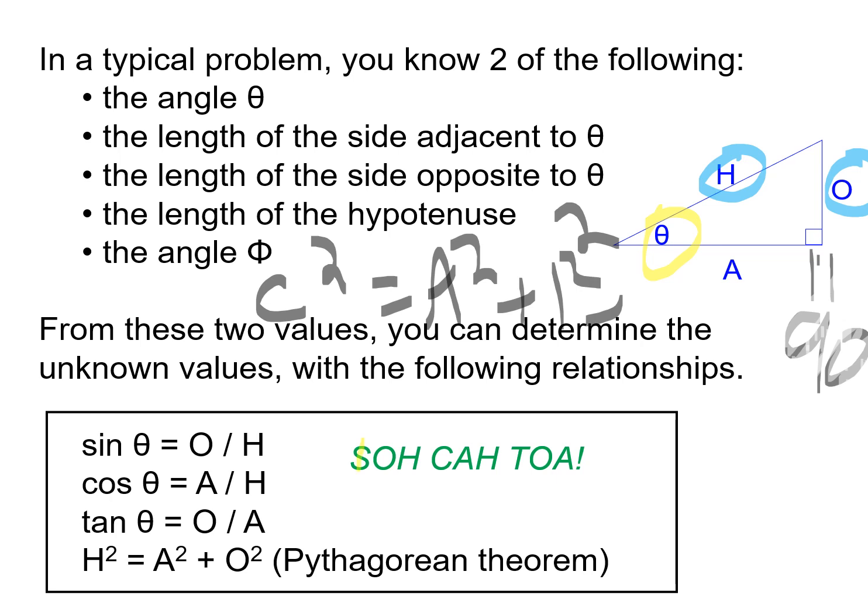CAH. Cosine of the angle is equal to the length of the adjacent side over the hypotenuse. And then finally, the tangent of an angle is equal to the opposite side over the adjacent side. Okay, so remember SOHCAHTOA.